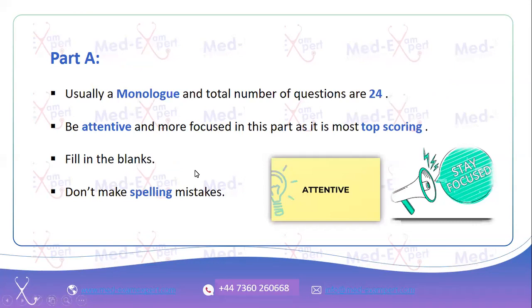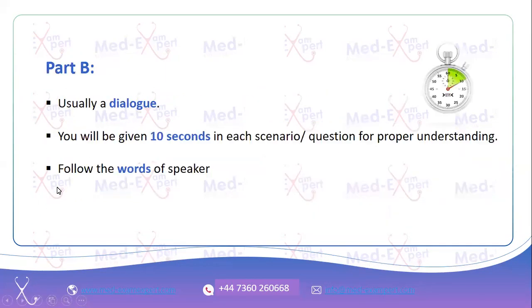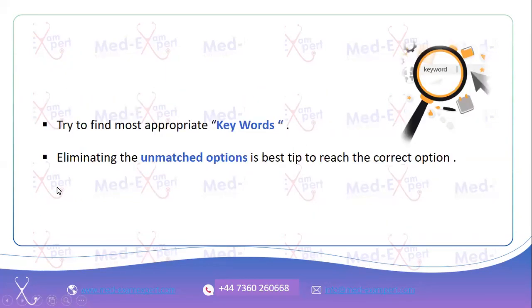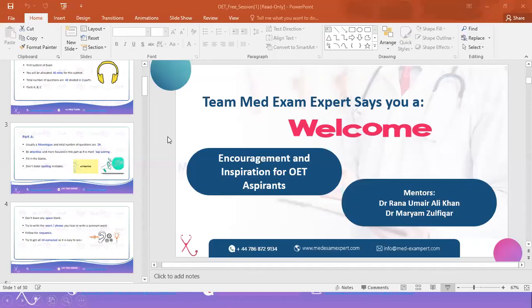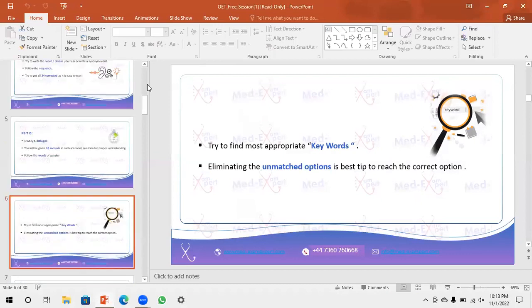So, part A is usually a monologue and the total number of questions is 24. So you should be very attentive and more focused in this part, as this part is the top scoring. These are fill-in-the-blanks and you should not make any spelling mistakes. Another tip is don't leave any space blank.